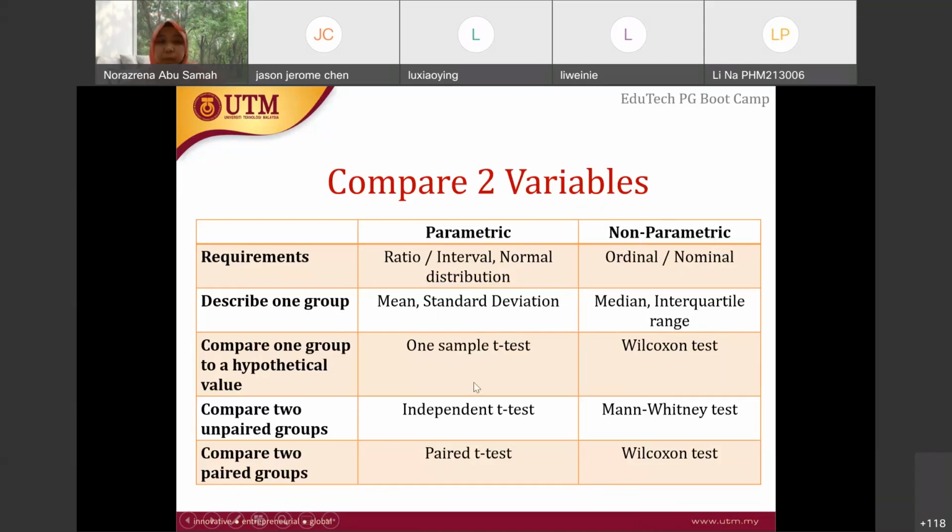To compare one group to a hypothetical value in a parametric test, it is called the one sample t-test. This is the mean. For non-parametric, it is Wilcoxon. To compare two unpaired groups, the independent t-test; for non-parametric, this one is Mann-Whitney. To compare two paired groups, the paired t-test, or the Wilcoxon test for non-parametric.